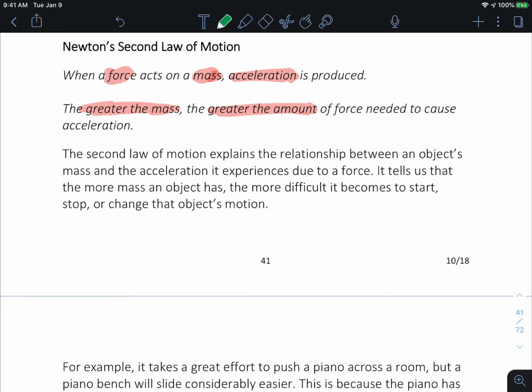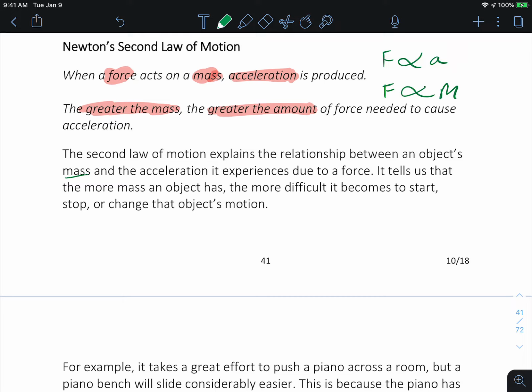So this is the idea that force is proportional to acceleration. Force required to produce acceleration is also proportional to mass. So there's some sort of relationship between force and mass. The second law of motion explains the relationship between an object's mass and the acceleration it experiences due to a force. Remember that mass is the amount of matter an object has.